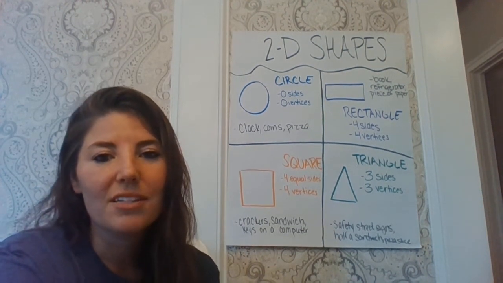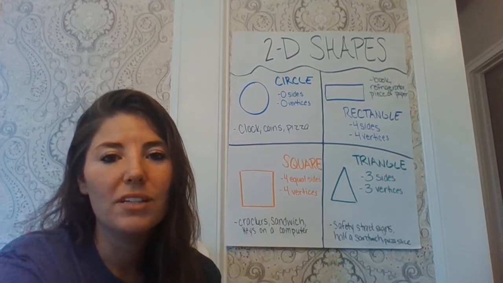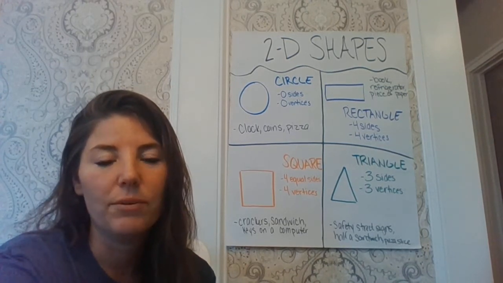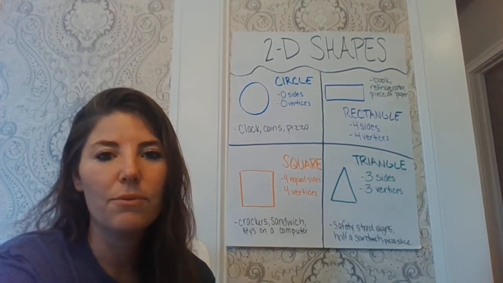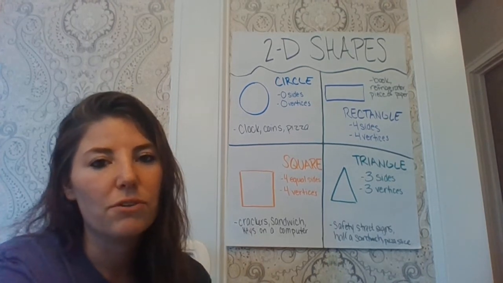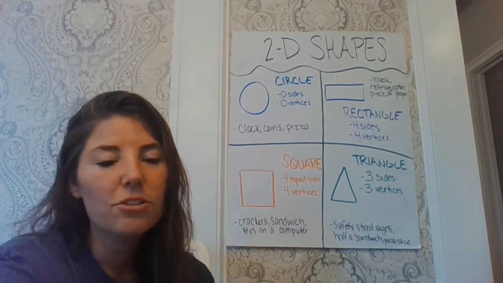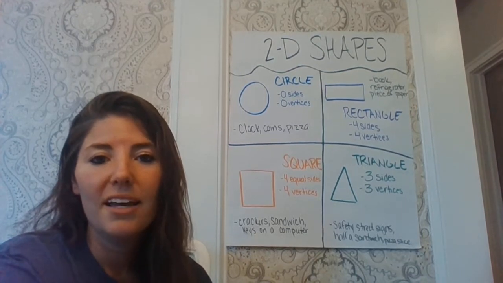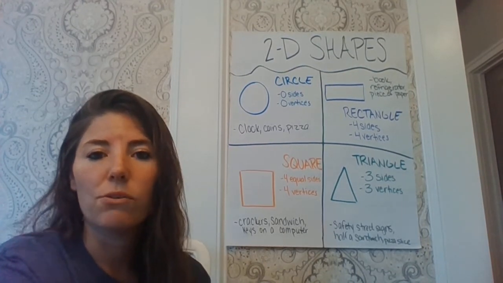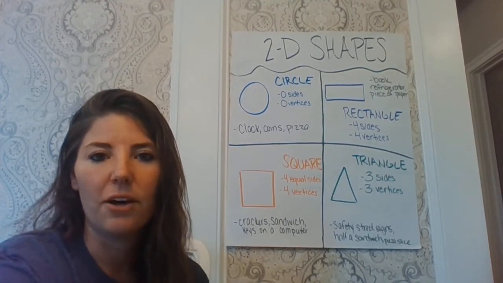I wanted to start this week off by going over 2D shapes for our math lesson today. Now we've talked about 2D shapes and 3D shapes, but this week we're just focusing on 2D shapes. 2D shapes are flat, right? And 3D shapes are those shapes that we can either hold or we can sit on. That's a good way to tell them apart.